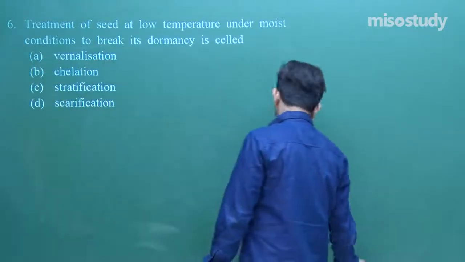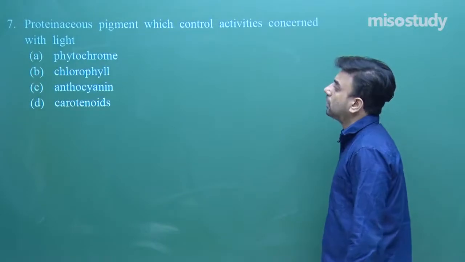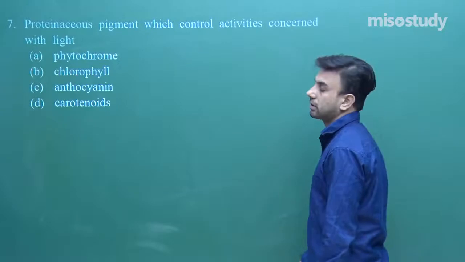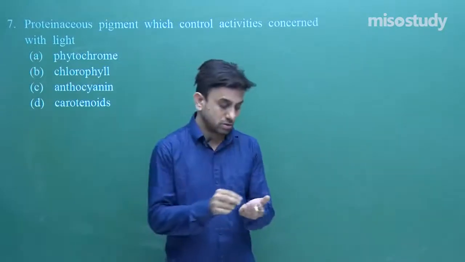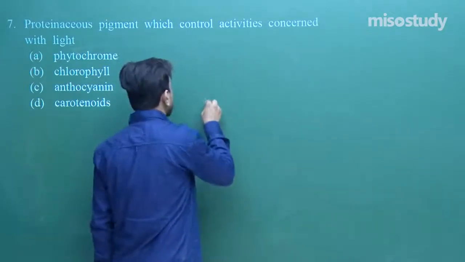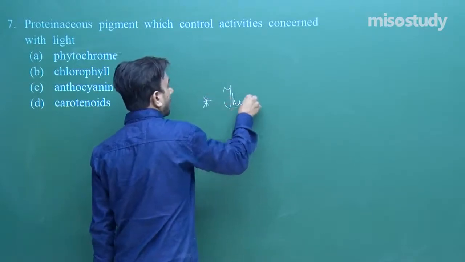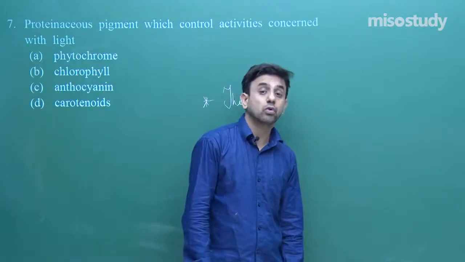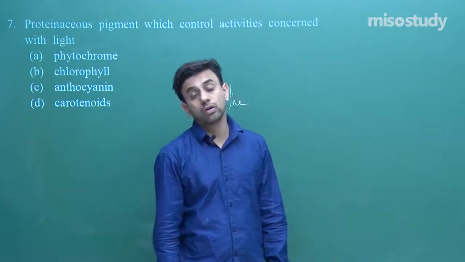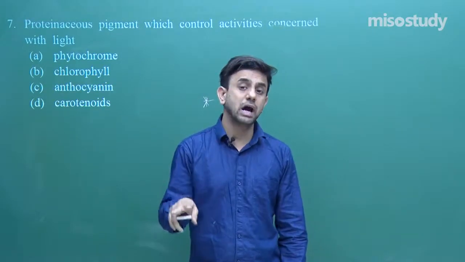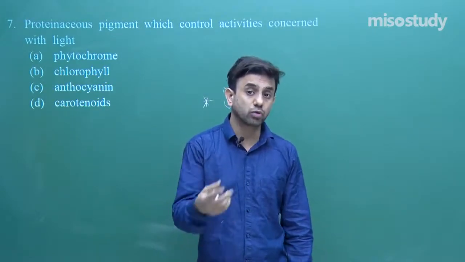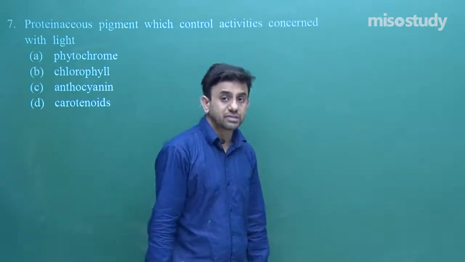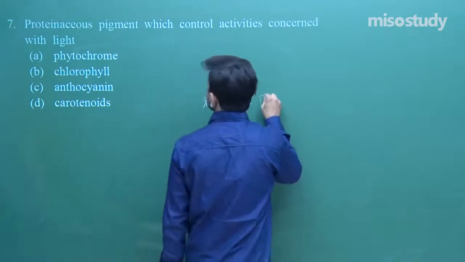We'll talk about the next question now. Proteinaceous pigment which controls the activities concerned with light. The pigment which controls those activities concerned with light is the phytochrome pigment, and phytochrome pigments, we already know, are in two interconvertible forms, PR and PFR, that is phytochrome red and phytochrome far red, which operate at different wavelengths.